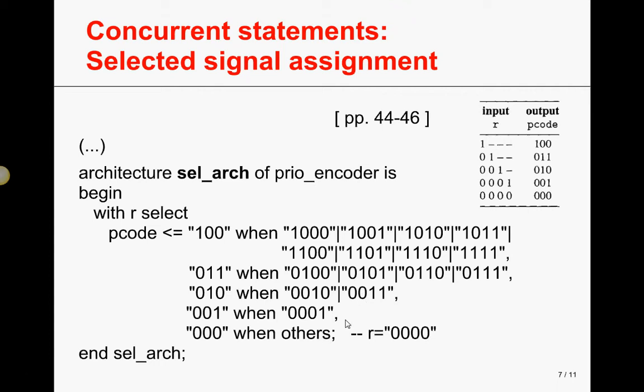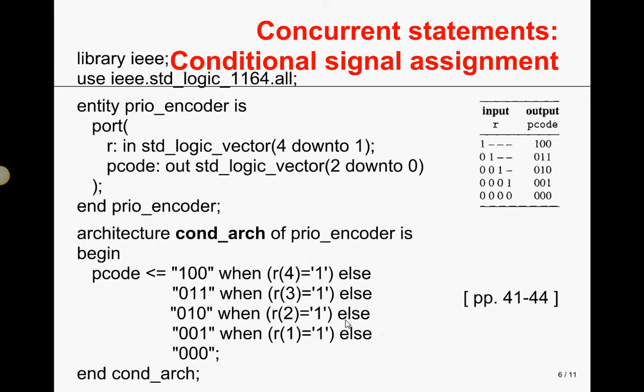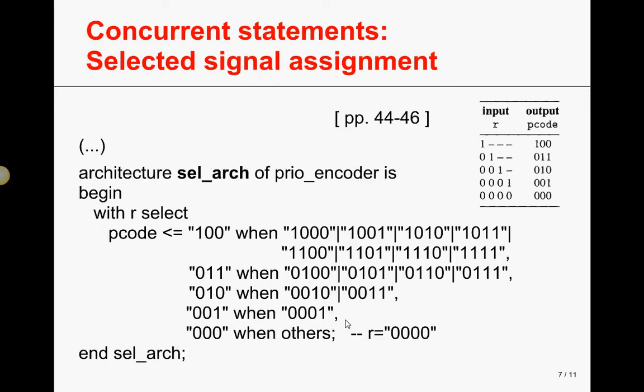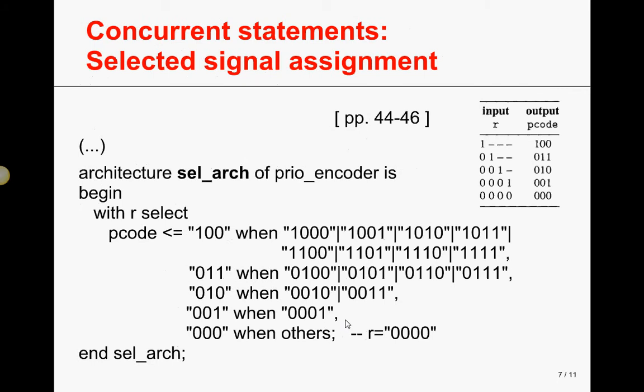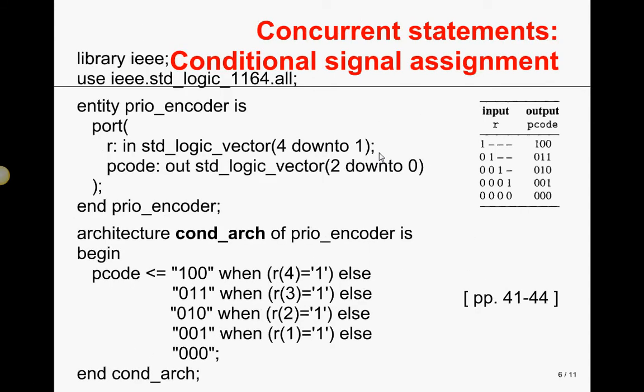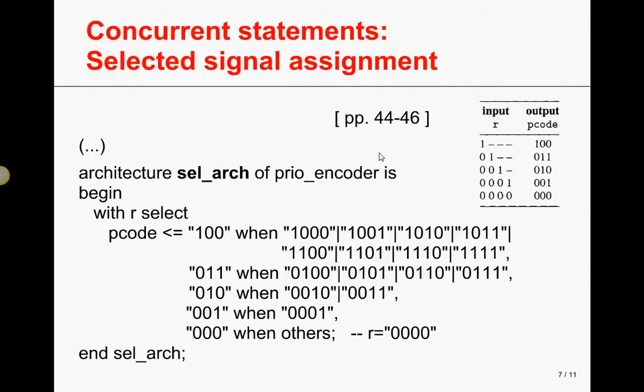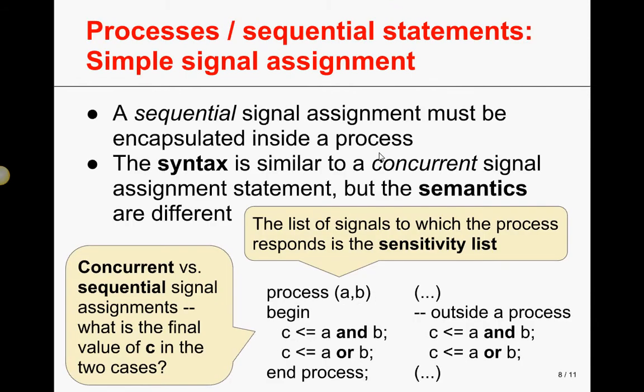Now you might ask, when shall we use the conditional signal assignment or the selected signal assignment? Well, it's basically a matter of economy of representation, although they actually correspond to different hardware structures, as you can see in the book pages indicated where these hardware structures are represented as well. But in this case, it looks like the conditional signal assignment would be a more appropriate representation for the priority encoder.